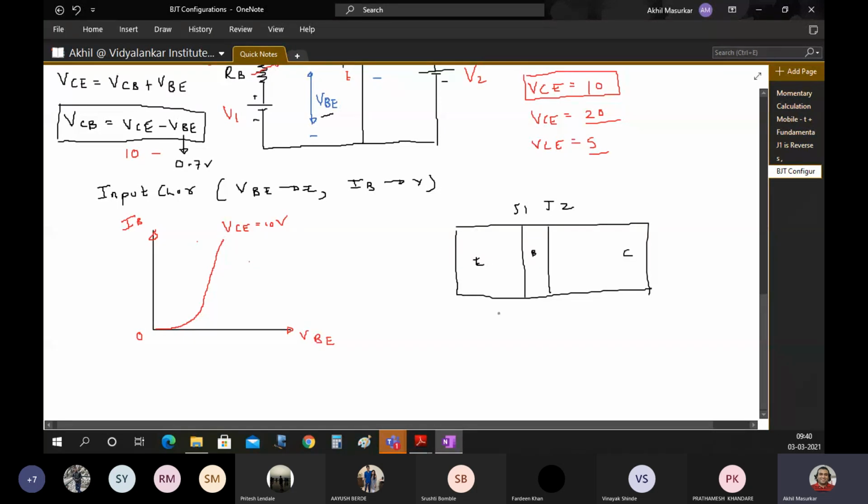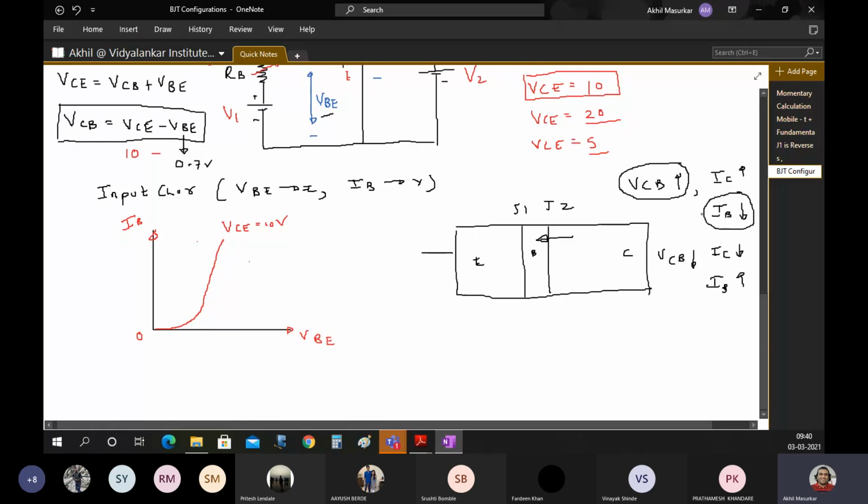So we saw that if VCB is high, then IC will be high. But if IC is high, IB will be low. If VCB is low, IC will be low, but then IB will be high. So what is the meaning of that? If VCB increases, IB will decrease. That means the change in IB will be less. And here, if VCB decreases, then the change in IB will be more.